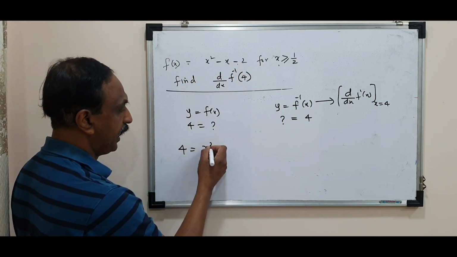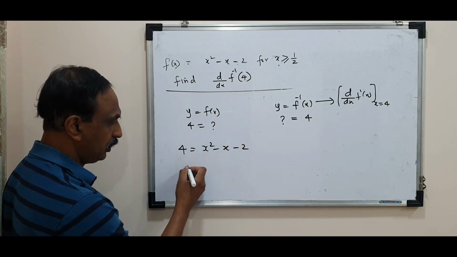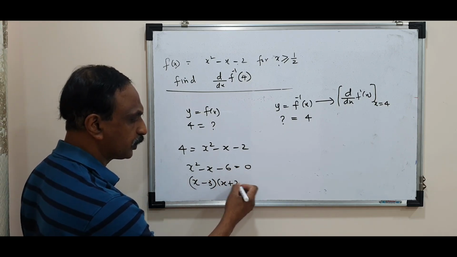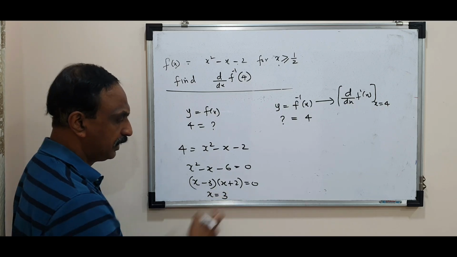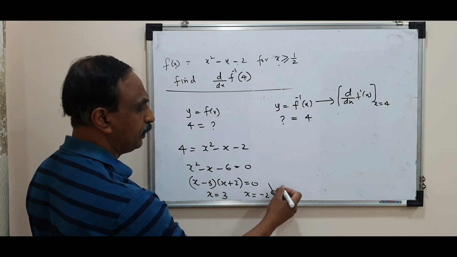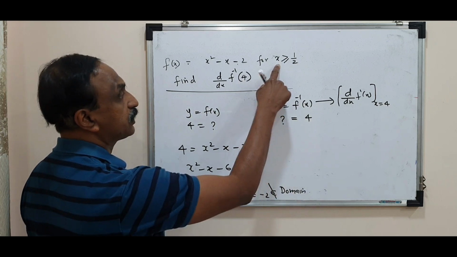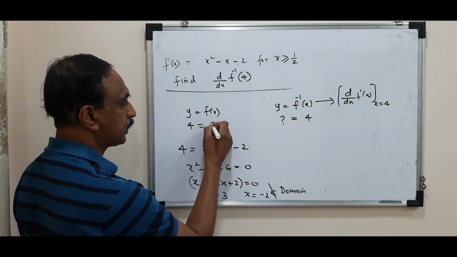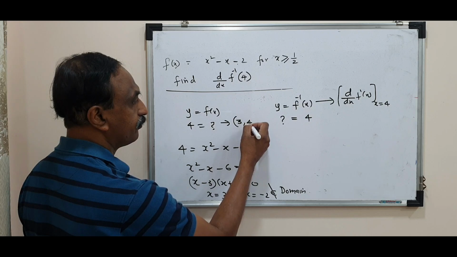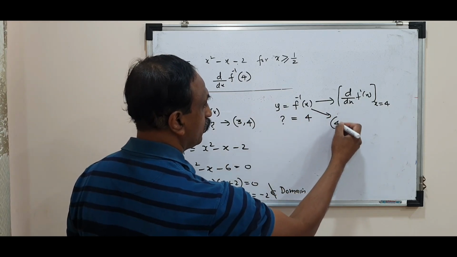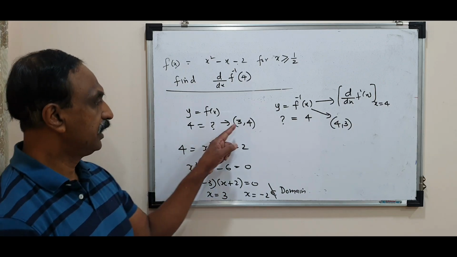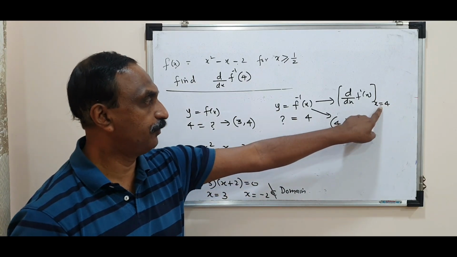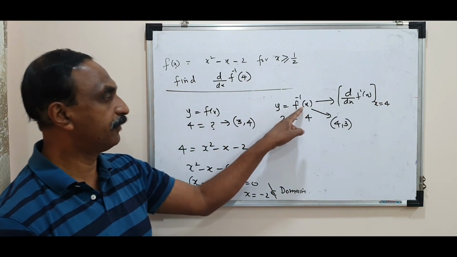So 4 is equal to x square minus x minus 2. So x square minus x minus 6 equal to 0. So (x minus 3)(x plus 2) equal to 0. So x equal to 3 and x equal to minus 2. But minus 2 does not belong to the domain because x is always greater than or equal to half. So x equal to 3. That means this point corresponds to (3, 4), so the point here will correspond to (4, 3). When x is 3, y is 4. Here when y is 4, x is 3. So we can calculate the derivative at x equal to 4 by differentiating this function.